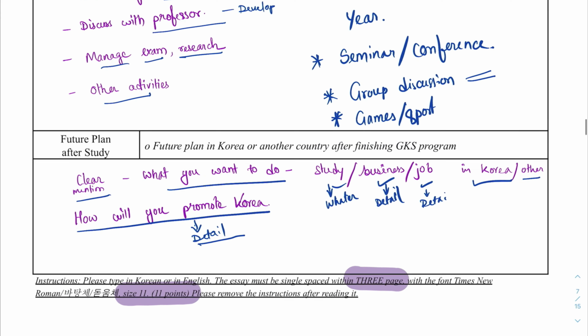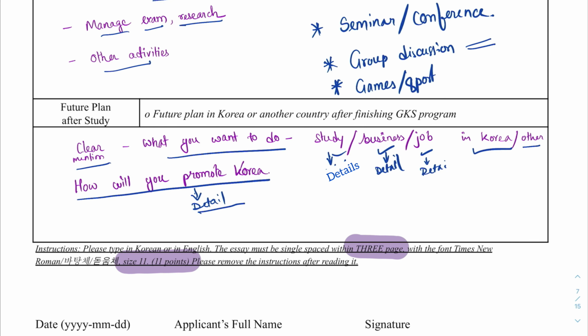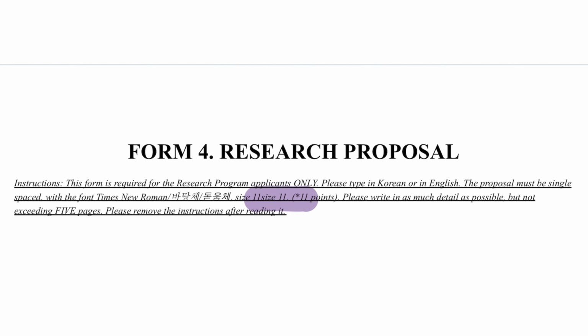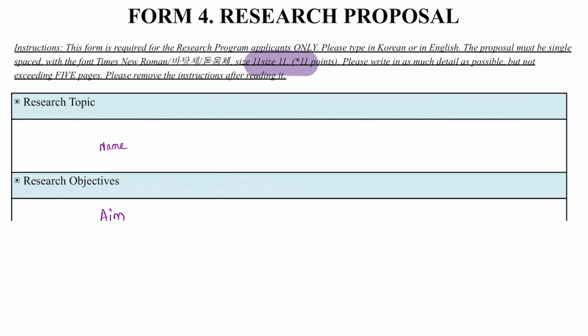So here is the end, and please type it in 11 size and 3 pages now, and also Times New Roman. You have to put that, and don't forget to mention the date, applicant name, and the signature.